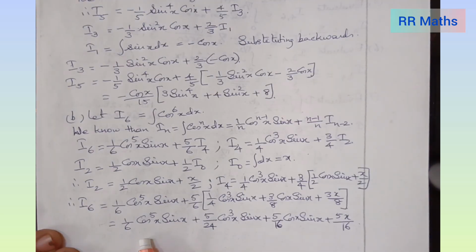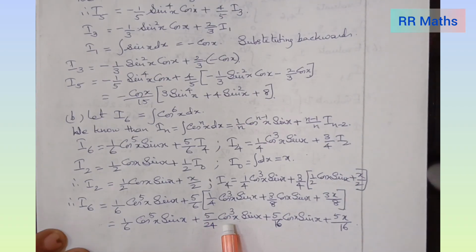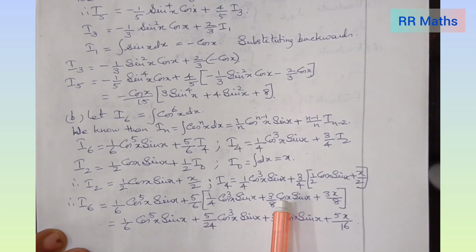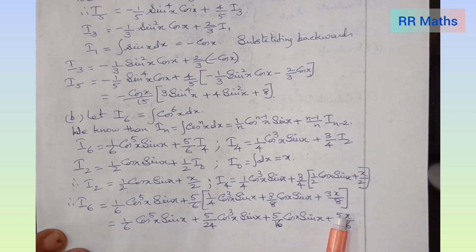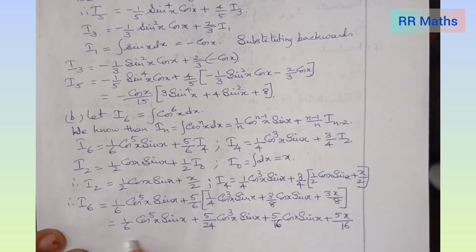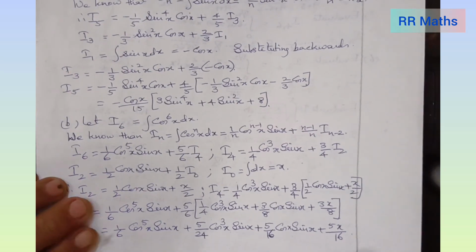So here I have just simplified it. 1 by 6 cos power 5x sin x plus 5 by 24 cos cube x sin x plus you cancel here 3 and 6 to get 2 here. So 5 by 16 cos x sin x plus again here 3 you cancel. So that gives you 5 by 16 into x. And this is your final answer. This is the way you keep applying your formulas.